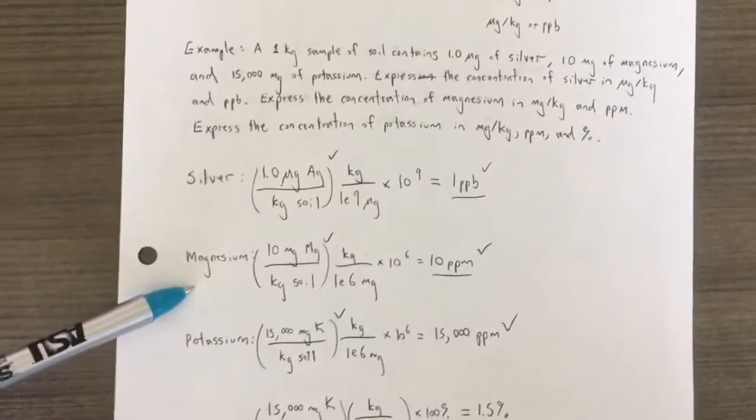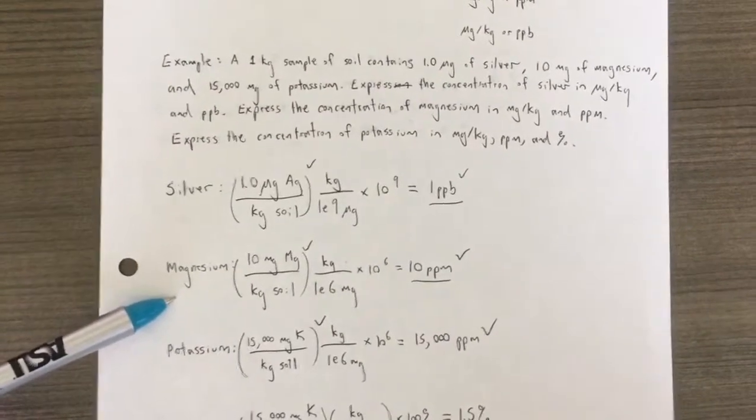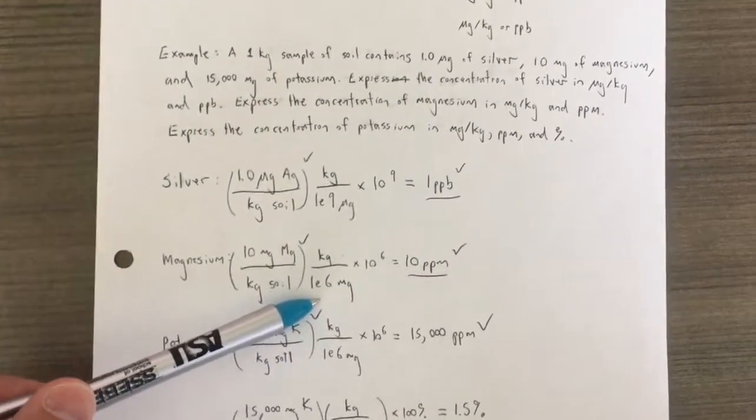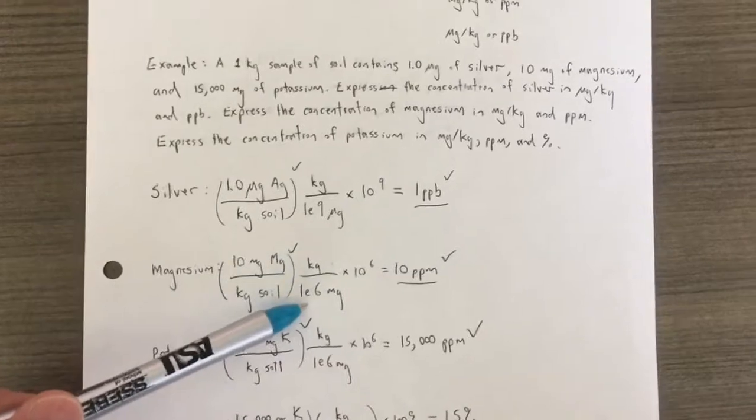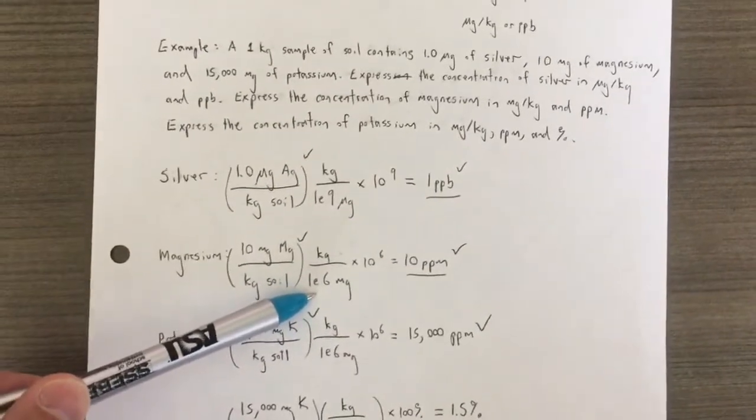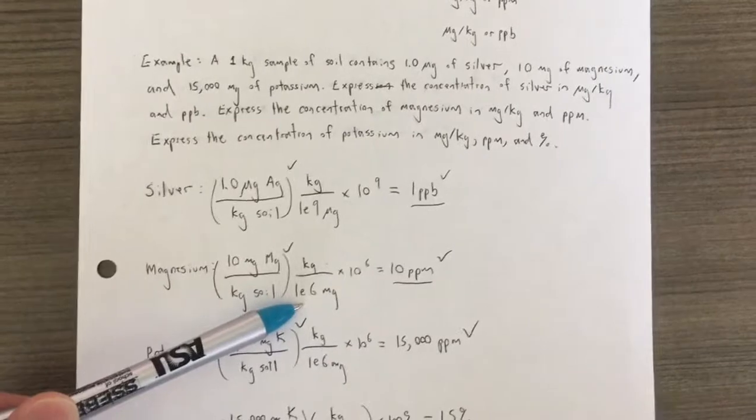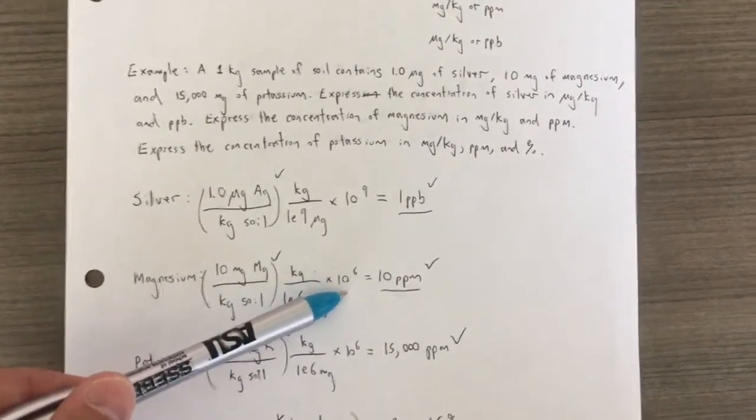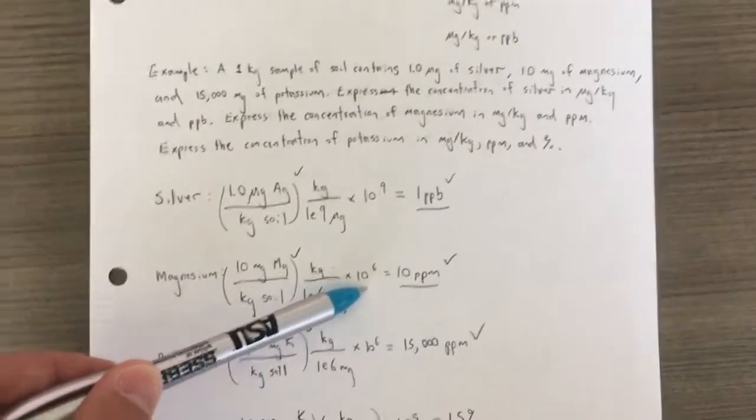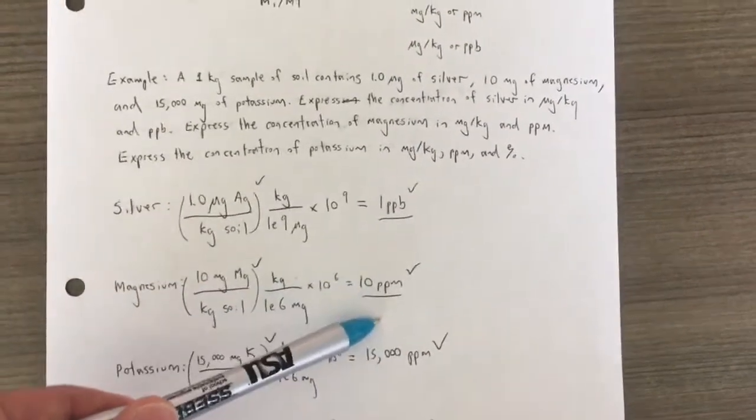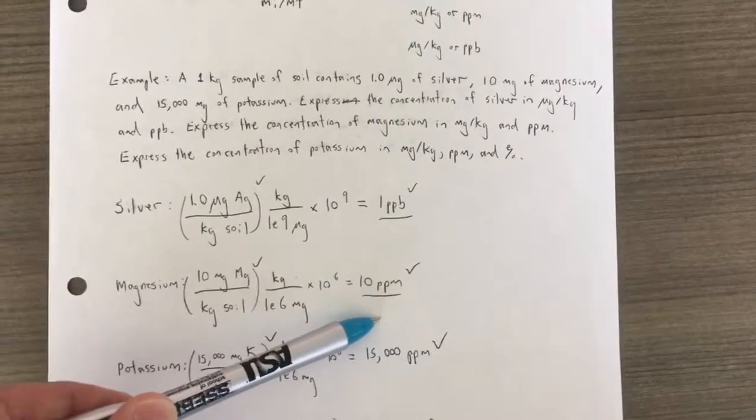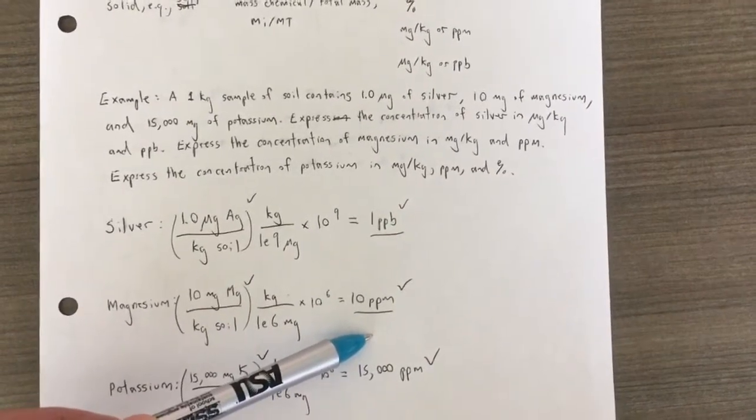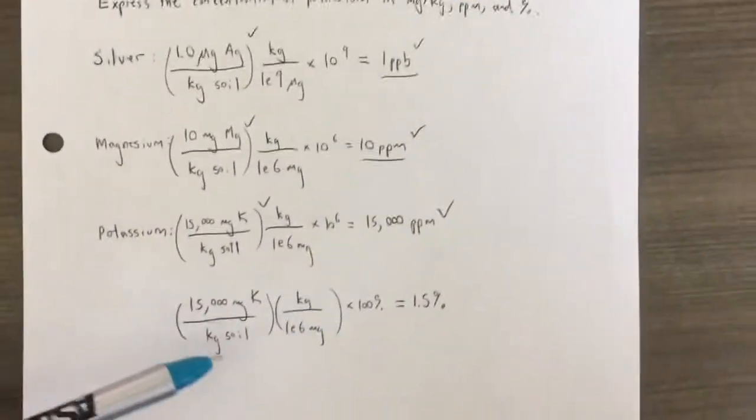We go to magnesium. From the problem statement, 10 milligrams of magnesium per kilogram of soil, check. Do the unit conversion of 1e6 milligrams in a kilogram. So now at this point we have a mass ratio of, in terms of units, kilograms of magnesium in the numerator, kilograms of soil in the denominator. By definition, since we're talking about parts per million, we multiply this by a million. 10 to the 6 is a million, and we get 10 ppm. So just like microgram per kilogram is equivalent to parts per billion, milligrams per kilogram is equivalent to parts per million.